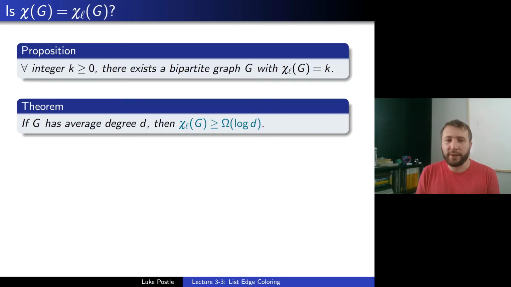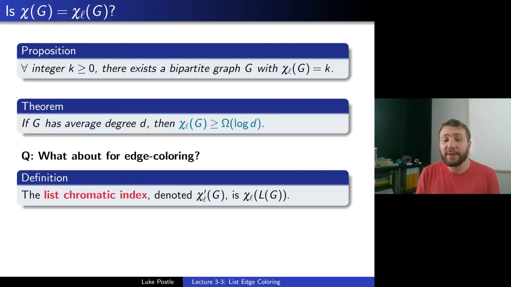So that's one. What about for edge coloring? Well, you can define the list chromatic index, denoted chi prime L of G, to be chi L of L(G), the list chromatic number of the line graph. I should mention that the list chromatic number has a number of alternative names, such as choosability or choice number, which have now kind of fallen out of fashion. Similarly, these can be edge choice number or edge choosability. But here we'll just use list chromatic index, in keeping with the list chromatic number that we'll be using for list coloring.